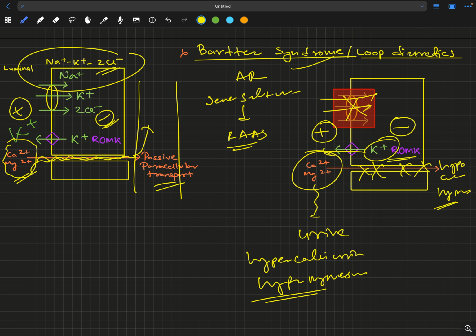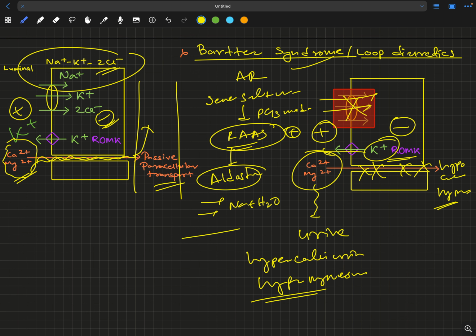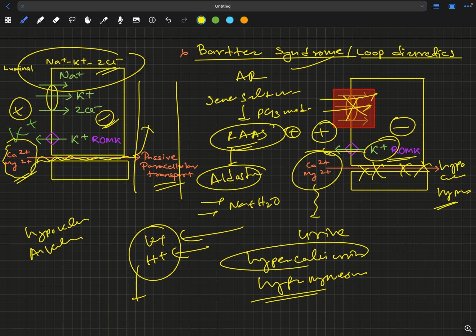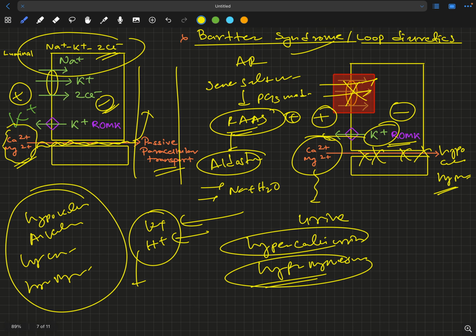That will lead to activation of the renin-angiotensin system, which is prostaglandin mediated. When there is RAS activation, aldosterone will be released. What is the function of aldosterone? Aldosterone retains sodium and water and excretes potassium and H plus ion into the urine. That will lead to hypokalemia, alkalosis, hypercalciuria, hypermagnesiuria, and this is the picture of Bartter syndrome: hypokalemia, alkalosis, hypercalciuria, hypermagnesiuria.